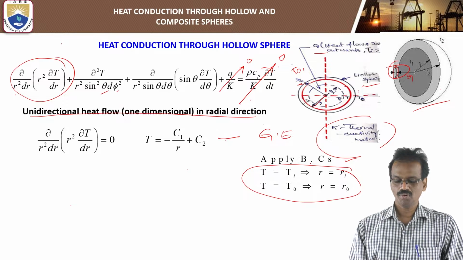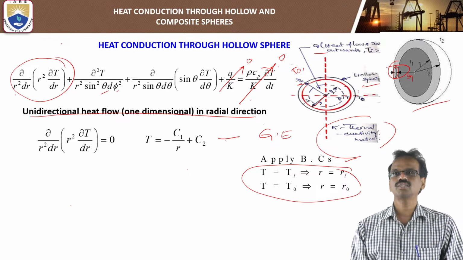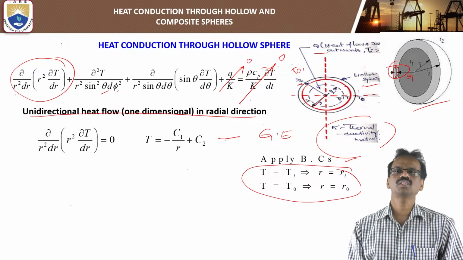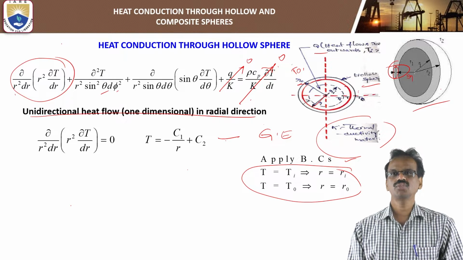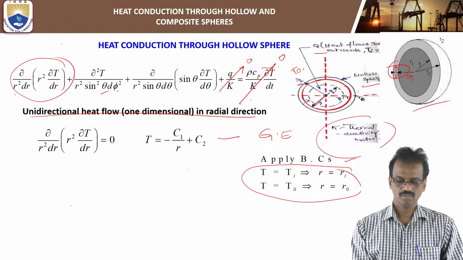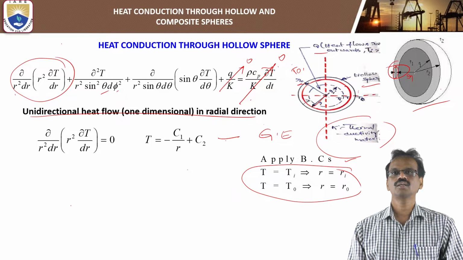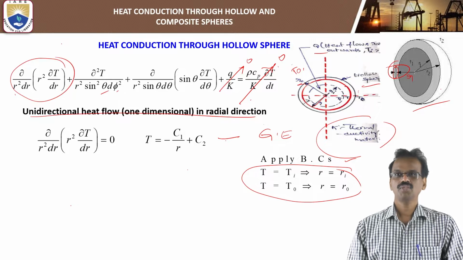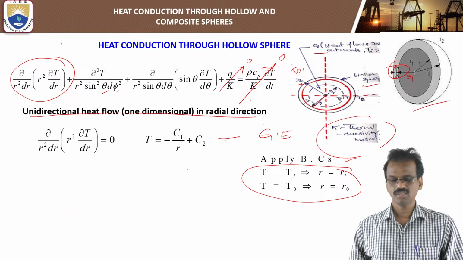By using the boundary conditions, find the C1 and C2 values. After finding the C1 and C2 values, you can substitute them in the general equation. Then you will get the temperature formula. Okay, apply the first boundary condition in the general equation.